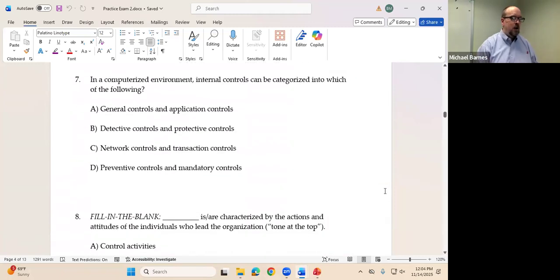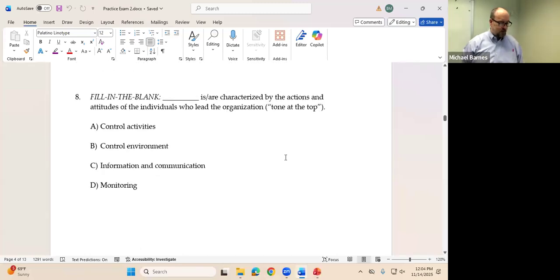All right. In a computerized environment, internal controls can be categorized in which of the following? So we have two categories. We're talking about a computerized or an IT environment. So these are our IT controls. We talked about access and application controls, but what's another word for access? General controls. So general controls and application controls. I said I would use them interchangeably, so I do expect you to know both.